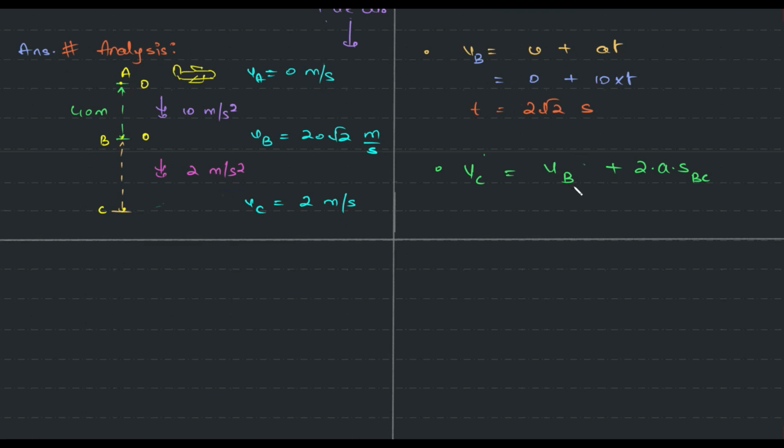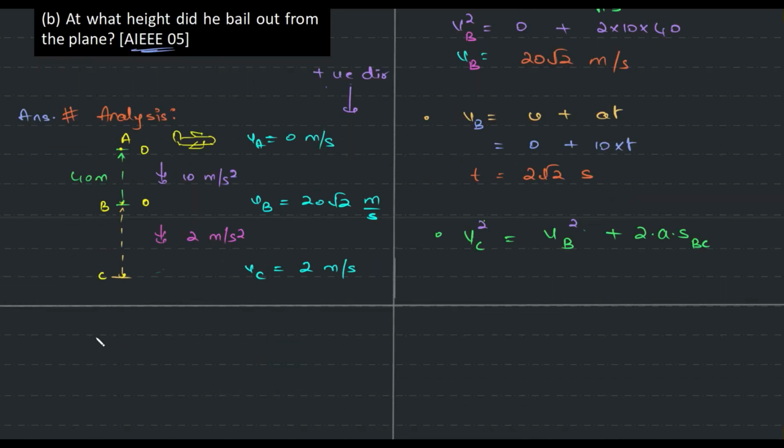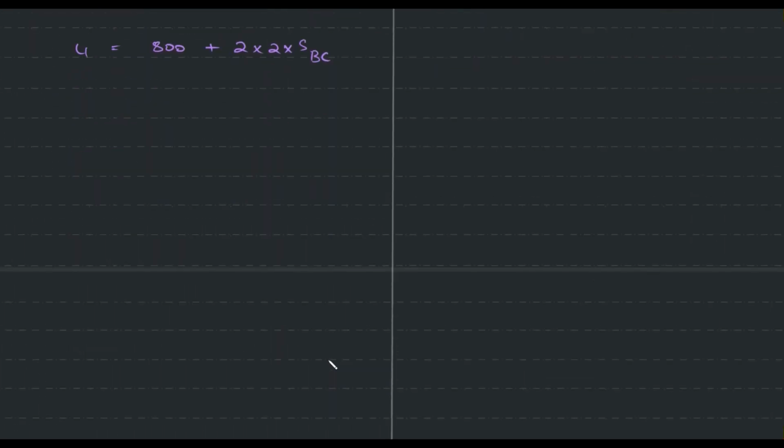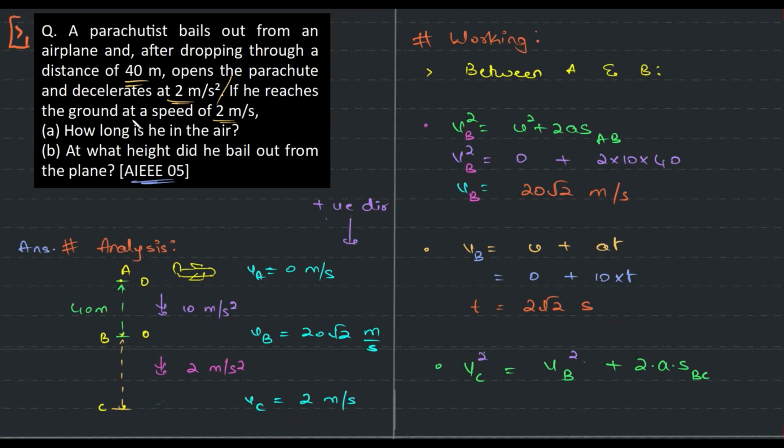Sorry. Oh, I have to use v square is equal to u square plus 2as itself. Yeah. So this is 4. And this is 800. And this is 2 into 2 into S BC. Okay. Now, wait. This has to be here.